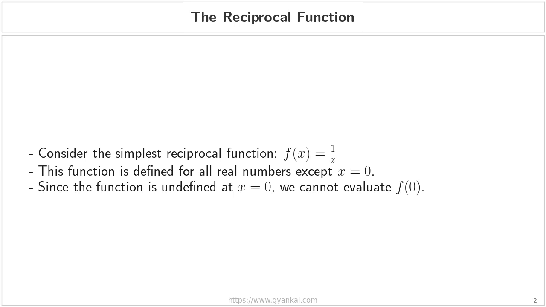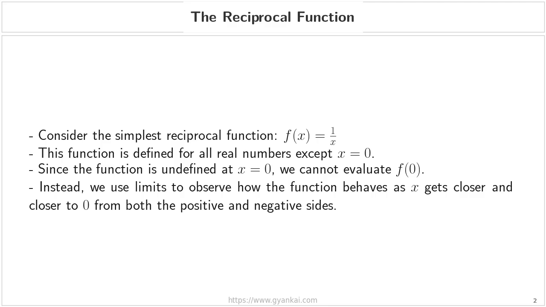This is because, as you know, division by 0 is undefined in mathematics. Consequently, we cannot evaluate the function at 0. In other words, f of 0 does not exist. Since we cannot find the value exactly at 0, we instead use limits to investigate the behavior of the function as x approaches 0. We will observe what happens as x gets closer and closer to 0 from both the positive and negative sides, which will lead us to understand why this function results in the infinite limits we mentioned previously.